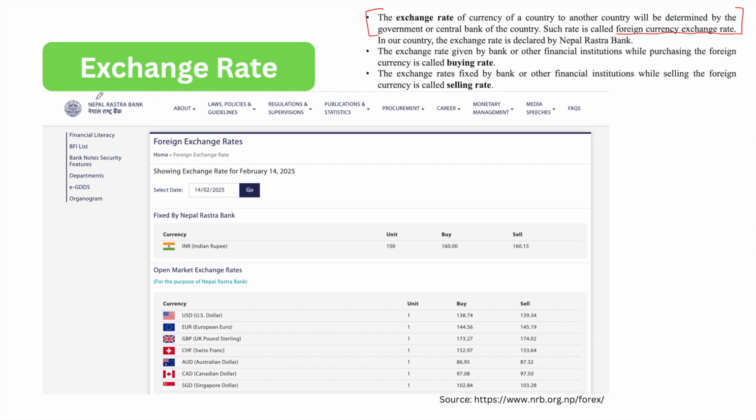So here in the screenshot, I have the exchange rate of a particular date, that is February 14th of 2025, that is Valentine's Day. So this is the exchange rate of Valentine's Day of 2025, and I have taken the screenshot from Nepal Rastra Bank.